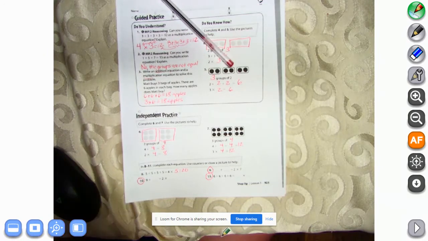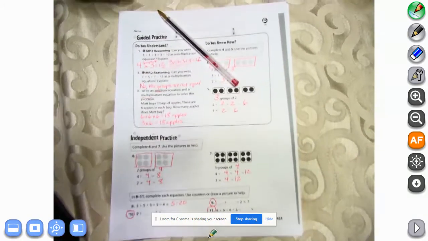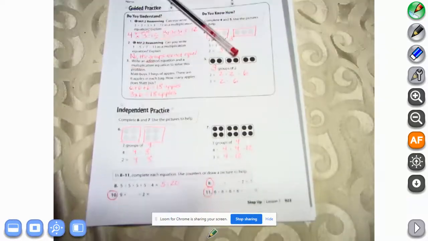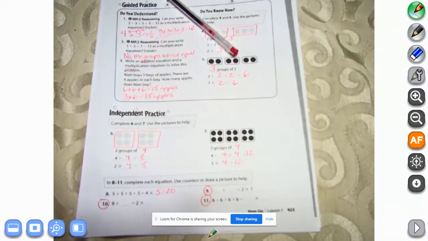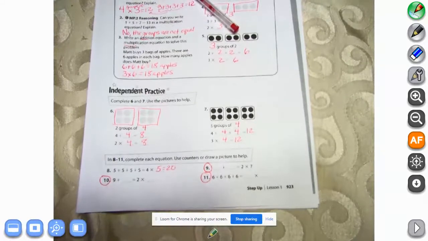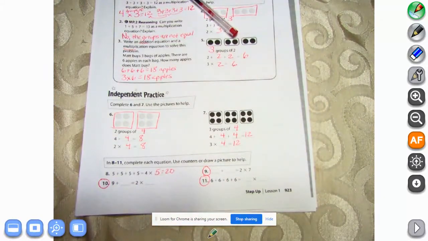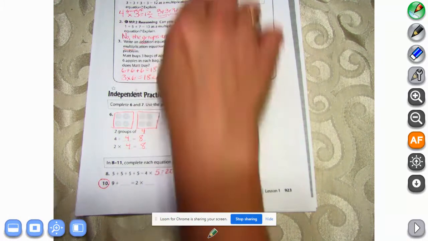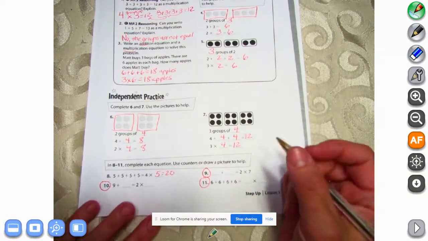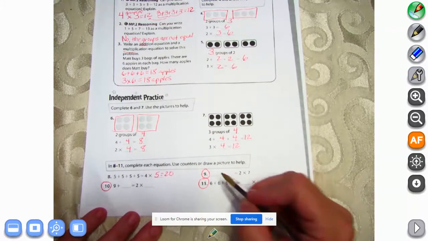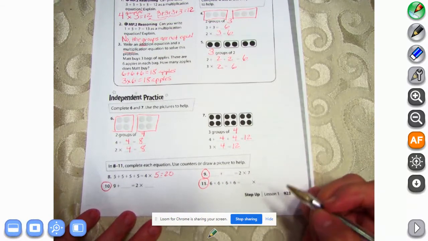All right. So we did lesson 1 yesterday. Trying to get this nice and close so you can see. That's too bright. Okay, so we're going to do 9, 10, and 11 on this page. So let's look at number 9. We have blank plus blank.